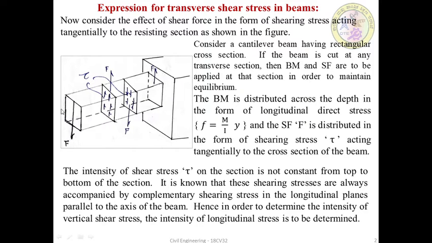Consider a cantilever beam having rectangular cross section. This is the cantilever beam, fixed at one end and free at the other end. If I cut the beam at this transverse section, then the bending moment and shear force are to be applied at that section in order to maintain the equilibrium. Because of this, one force is acting downward and the other is acting upward.